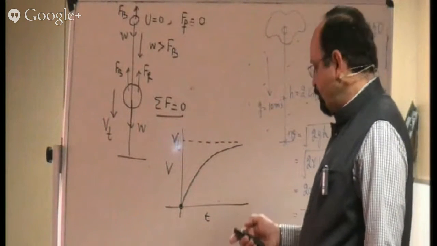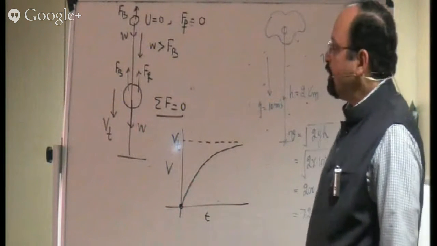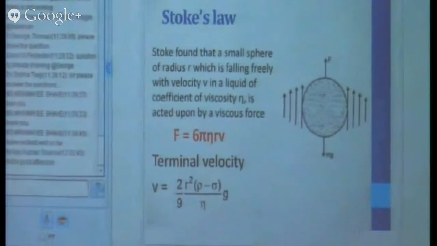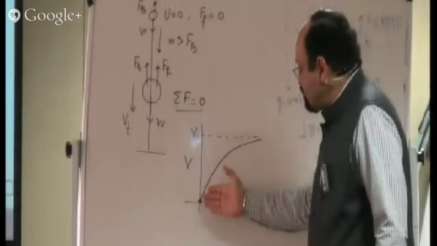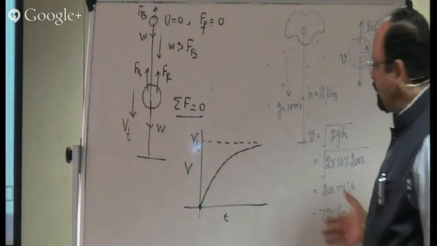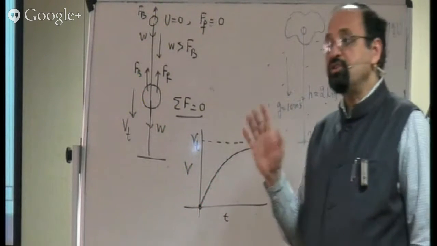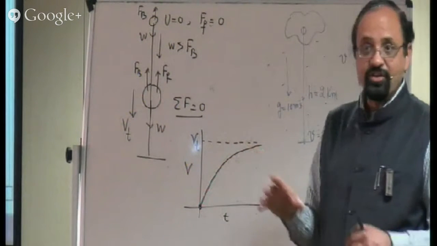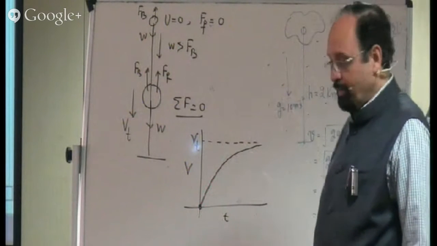G is acceleration due to gravity, right? So this is the expression for the terminal velocity. It means the terminal velocity is the maximum possible velocity which the drop will have, and the velocity is not increasing the way we have taken in this case. It is not increasing like this, it is in fact increasing like this. So thanks to the viscosity of air, which is preventing the damage which these water droplets can do, right?